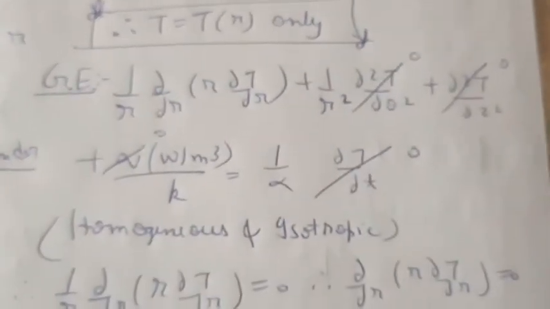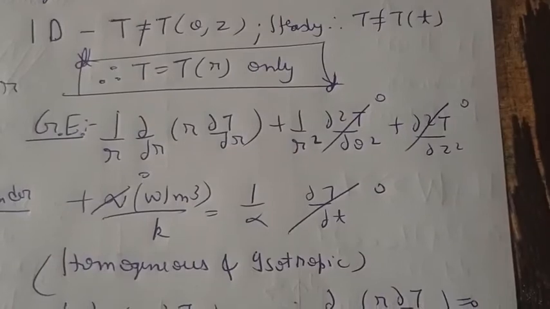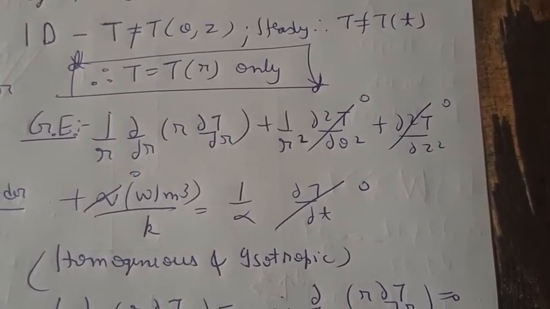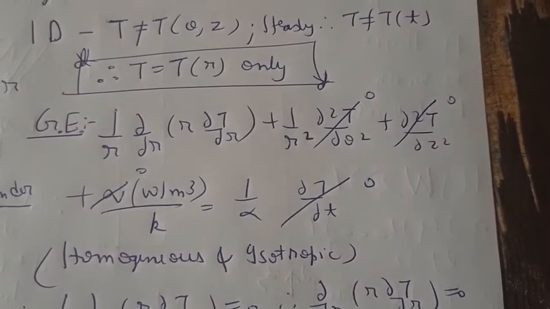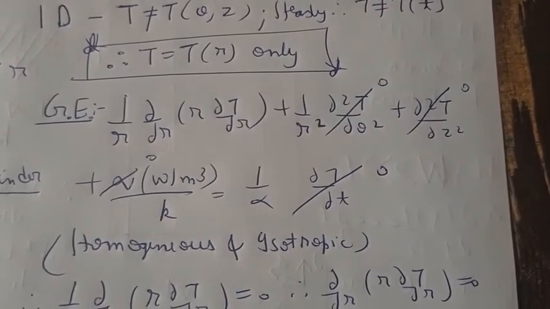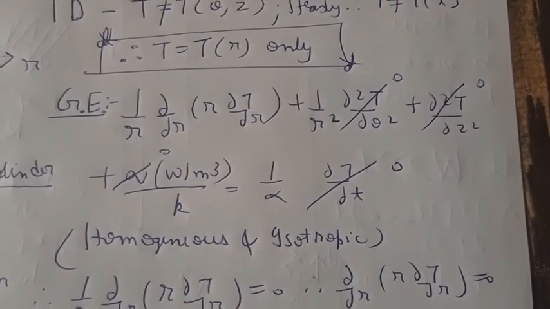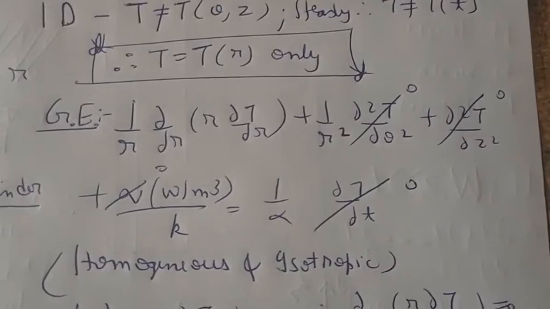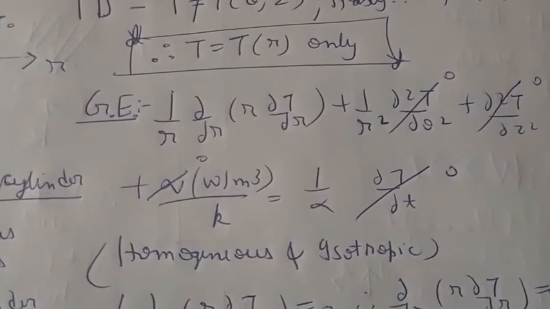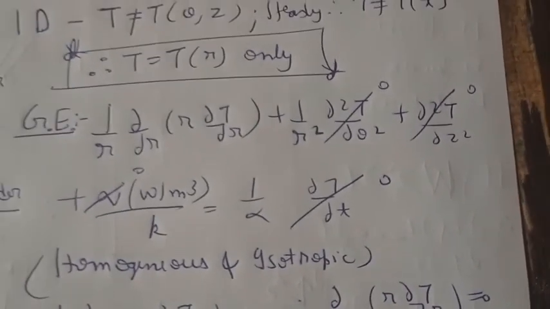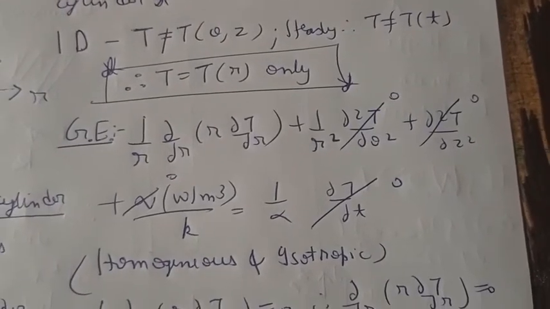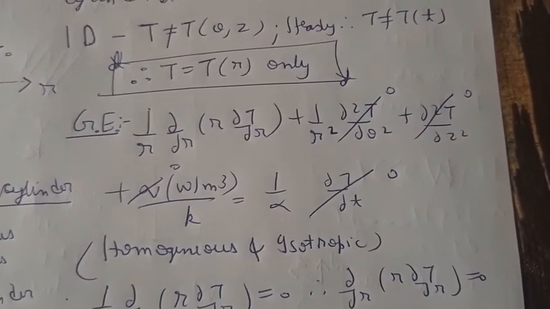Then we will go for the governing equation. You can see the governing equation: 1 by r dou by dou r (r dou T by dou r) plus 1 by r square dou square T by dou theta square plus dou square T by dou z square plus q by k equals 1 by alpha dou T by dou t. T is not a function of theta, so we are cancelling it. T is not a function of z, so we are cancelling it. Q is 0, no heat generation, and T is not a function of time, so we are cancelling the RHS term. This equation has been written for a homogeneous and isotropic material.